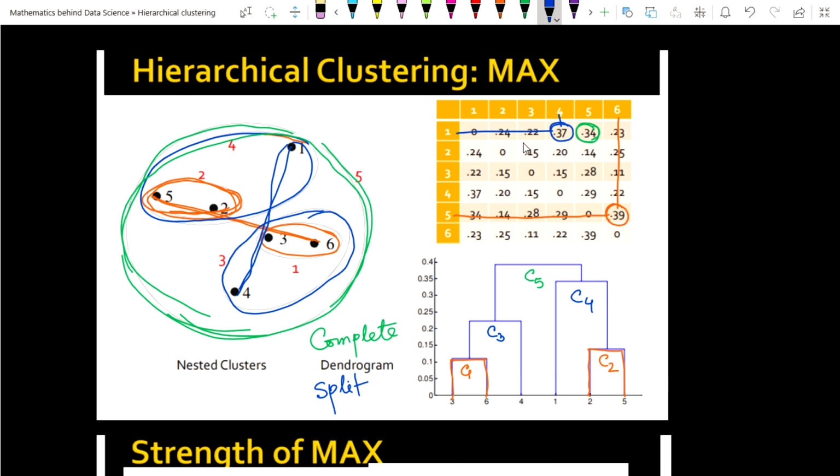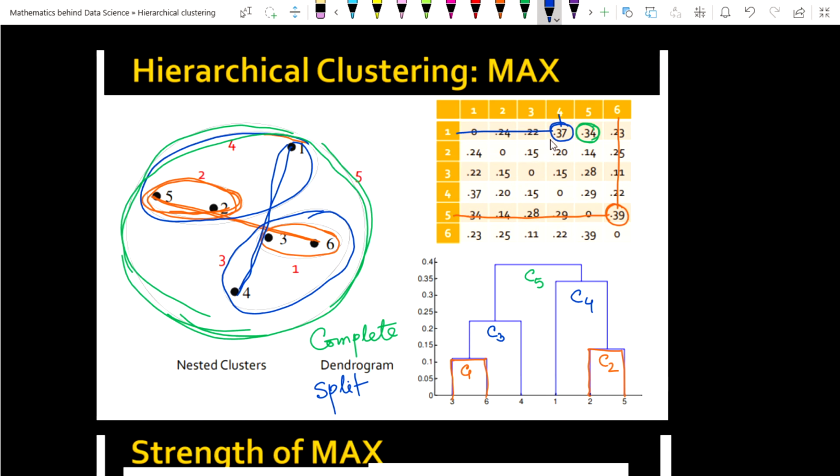Now what will be the next value? 3 4, which is 1 and 5. Now this will be one cluster, and the other already makes another cluster.